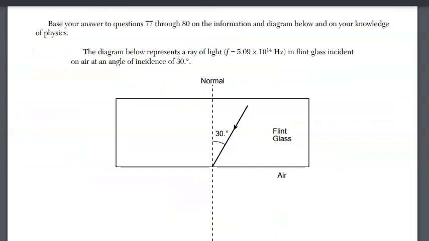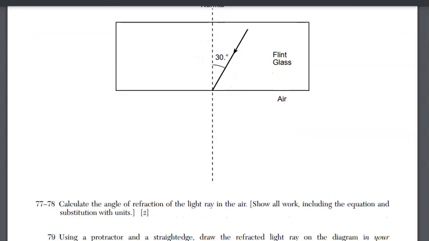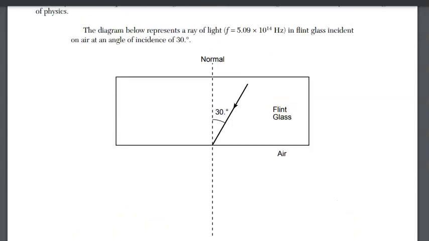I did want to show you one other calculation from the waves section of the reference table. And here in question 78, it's asking for the angle of refraction of a light ray in air. If we take a look here at the diagram, we have a ray of light, we're given the frequency, we're going from flint glass into air. You'll notice the angle of incidence is 30 degrees.